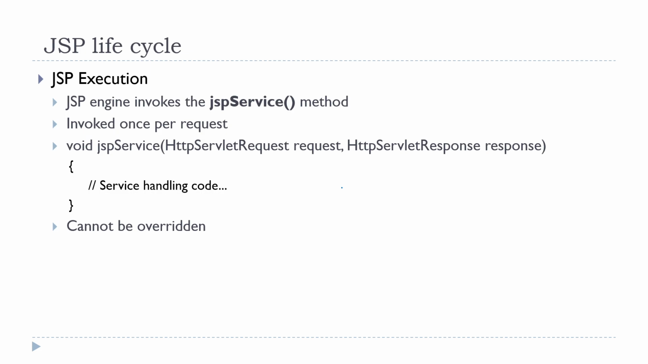Now, this method cannot be overridden because whatever we write in our JSP is the code of the service method. So whenever we are writing the JSP, all that code will be compiled into the JSP service method. So we cannot explicitly override it because we are actually writing the service method itself. It is invoked once per request. As we saw, whenever a request will be received, it will be executed.